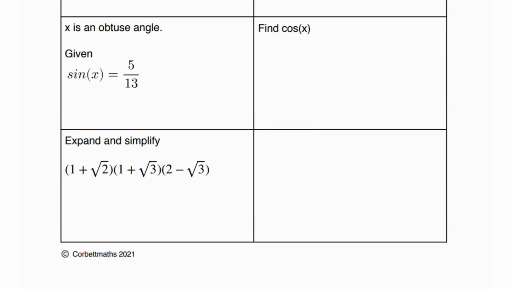Then it says x is an obtuse angle. Given that sine of x equals 5 over 13, find cos of x. So if x is an obtuse angle, firstly, we know sine is positive either in the first quadrant or the second quadrant. And as you can see, the angle would be obtuse if it's in the second quadrant, or in the first quadrant.